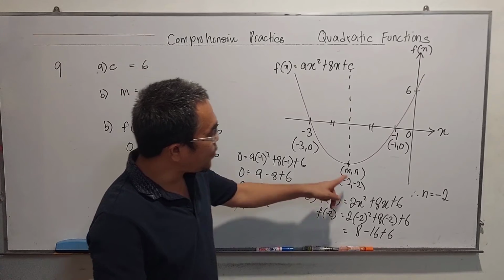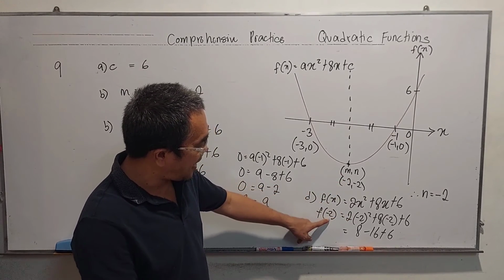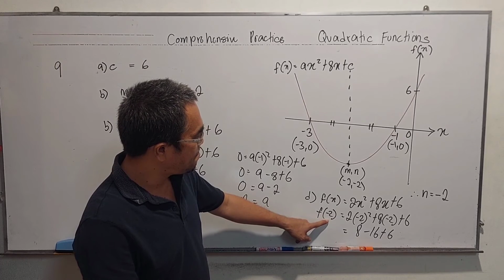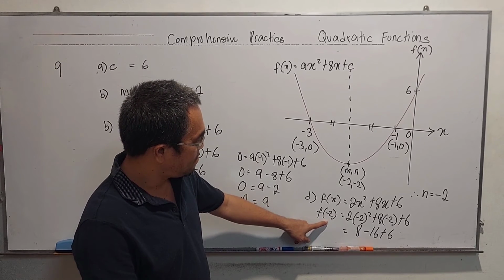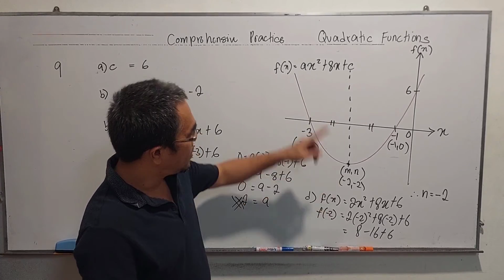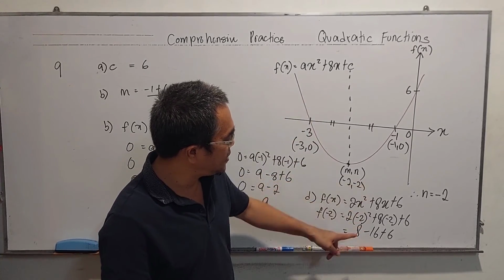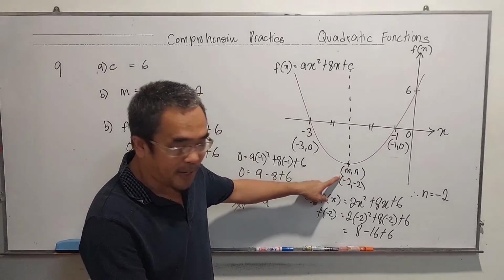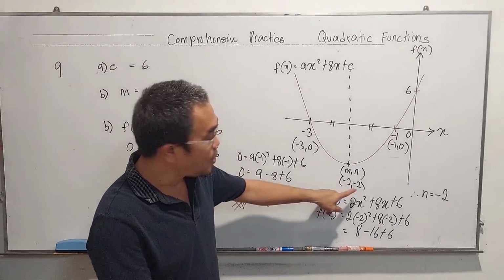The other way is that you replace x as -2. Yeah, this is how you replace it. So the coordinates of the minimum point will be -2, -2.